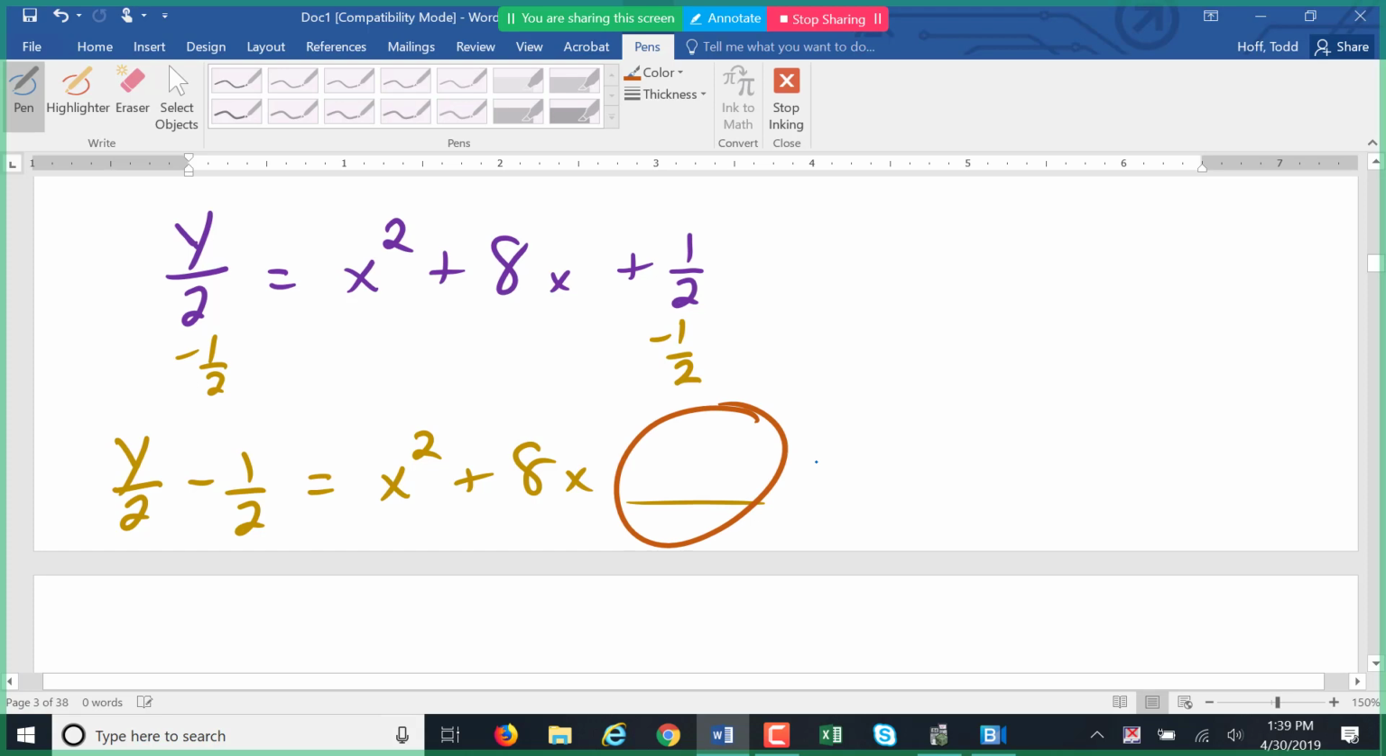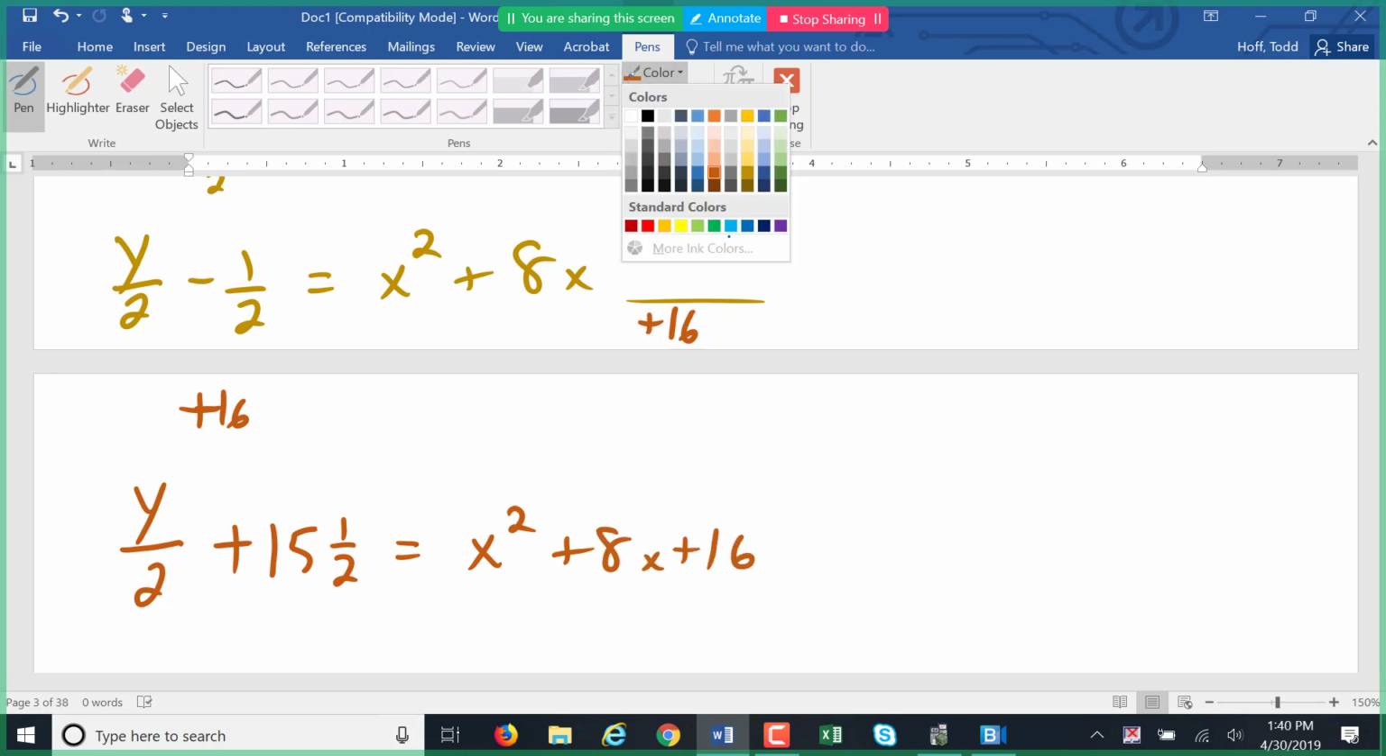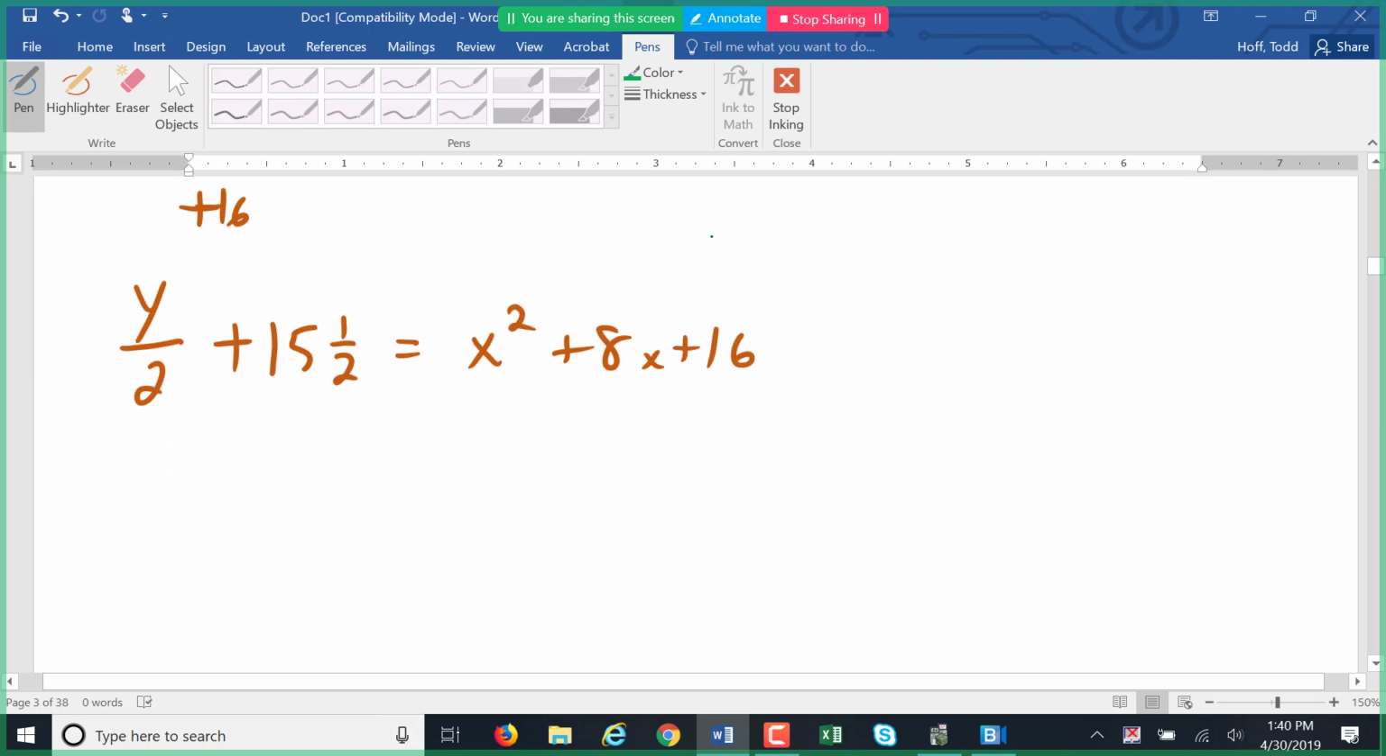What needs to go here? 16, so we're going to add 16. So this is y over 2 plus 16 there, so plus 15.5 equals x squared plus 8x plus 16. And of course, this is x plus 4 squared.